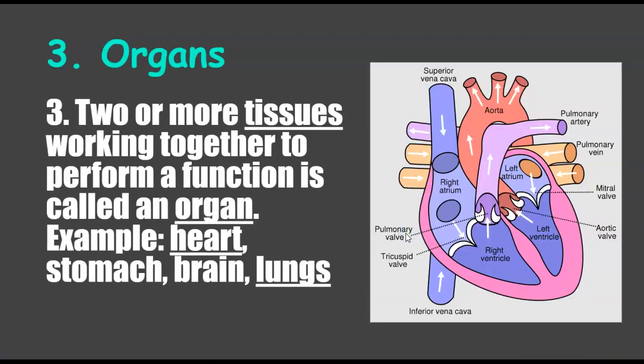And then when you start putting the tissues together, so you start with cells, get a bunch of cells together to form tissue, and get a bunch of tissues together to perform a specific task, it's called an organ. So like this, you have a heart. It started with cardiac cells, then formed cardiac tissue, which then formed the cardiac organ, which is called a heart. And then you could have organs like your stomach, your brain, your lungs.